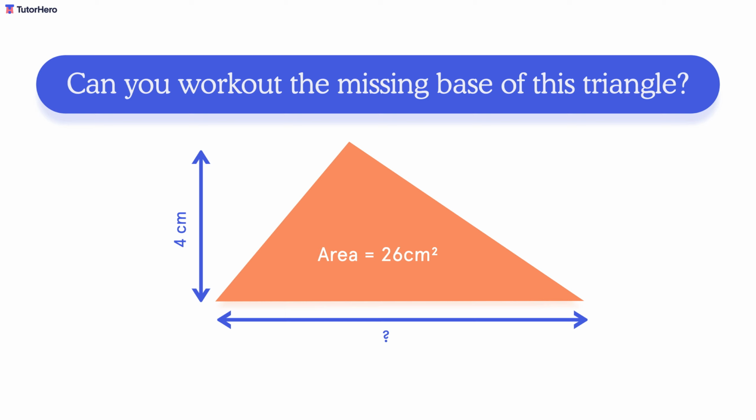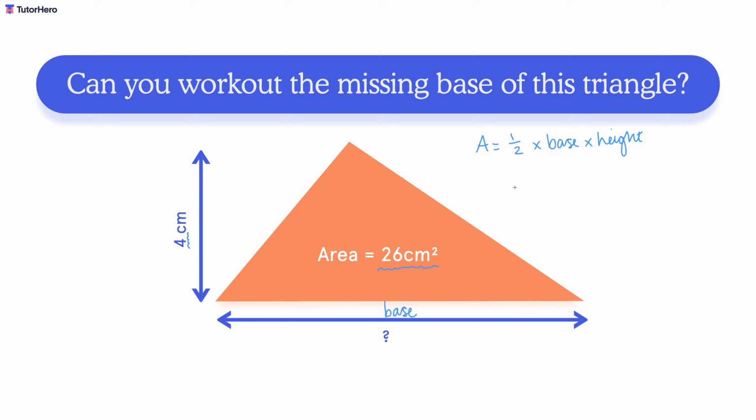Can you work out the missing base of this triangle? Let's work through this example together. We can work out the missing base of this triangle by rearranging the formula that we use to work out the area of triangles. Half times base times height. For this example, the information that we have is that the area equals 26 centimetres squared and the height equals 4 centimetres. So let's rearrange our formula to work out the base of our triangle.